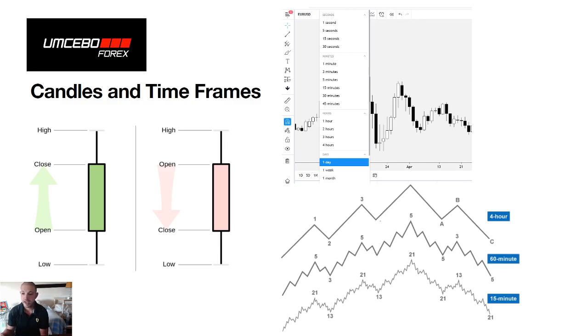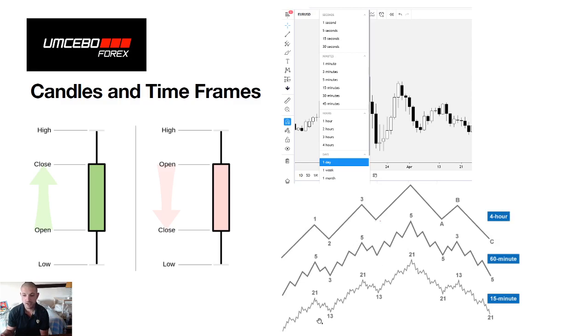So when we have a look at the image on the bottom right hand corner, we can see that when you look at a 15-minute chart, there's lots of ups and downs, and that still represents the macro movement of a 60-minute chart and an even higher level movement of a 4-hour chart. You can see that the 4-hour is much smoother than the 15-minute.